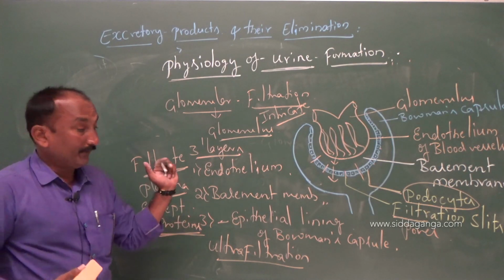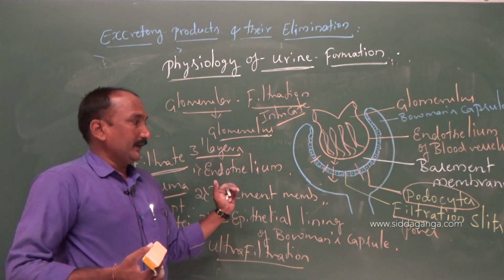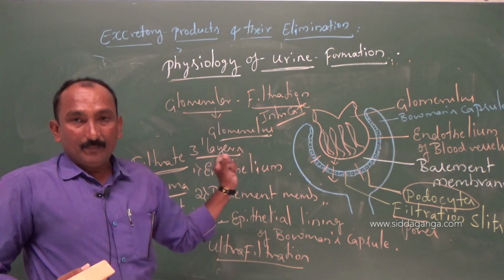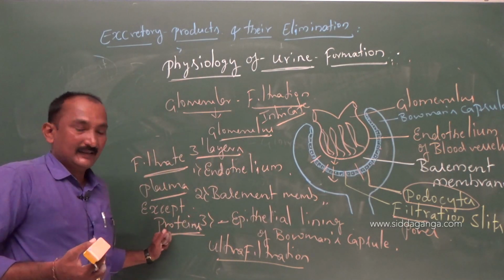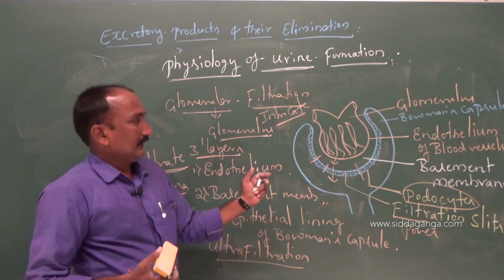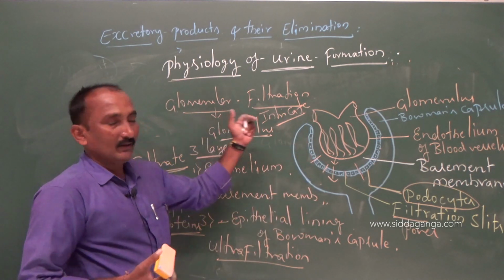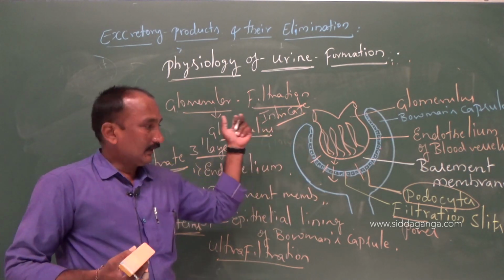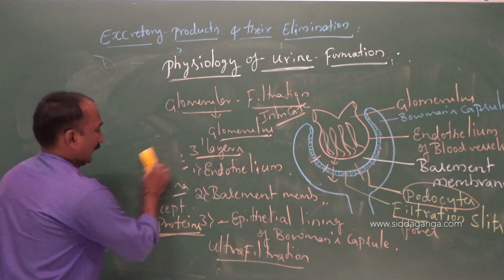So the filtration of the blood takes place in a fine manner, hence the filtration is known as ultrafiltration. Of course, what is ultrafiltration, or glomerular filtration? That is with regard to the filtration of the blood in the glomerulus.